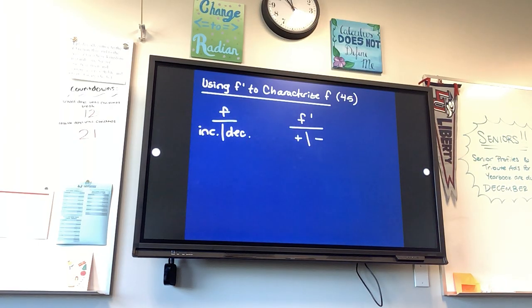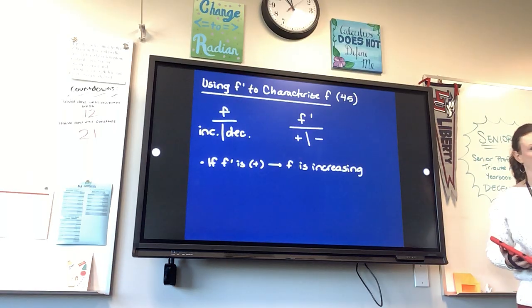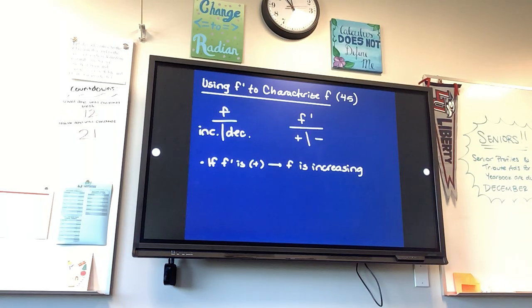Let me be a little bit more specific about this. If f prime is positive, then f is increasing. It will be referring to a particular interval, like it's positive from here to there, so f will be increasing from here to there. And conversely, if f prime is negative, f will be decreasing. But this is summed up in the table above as well.